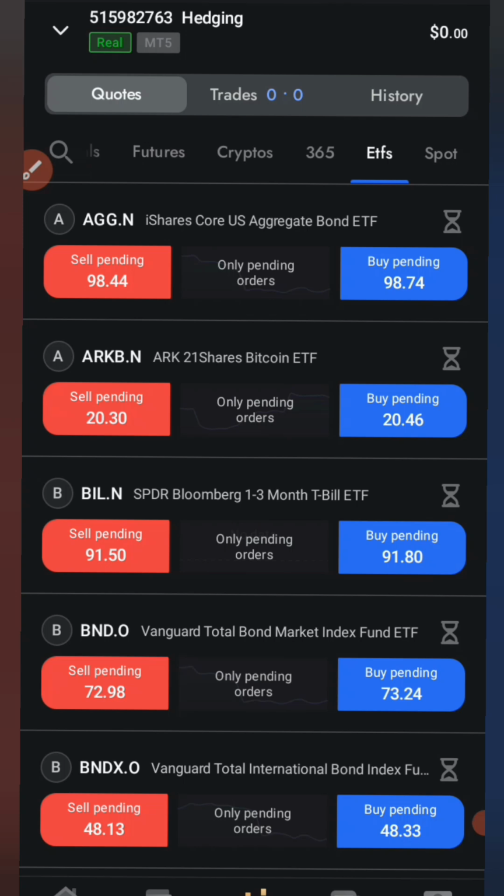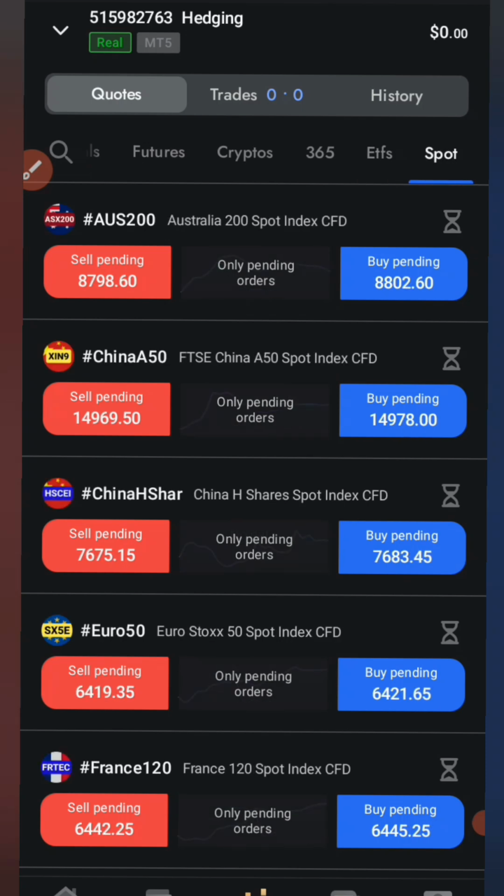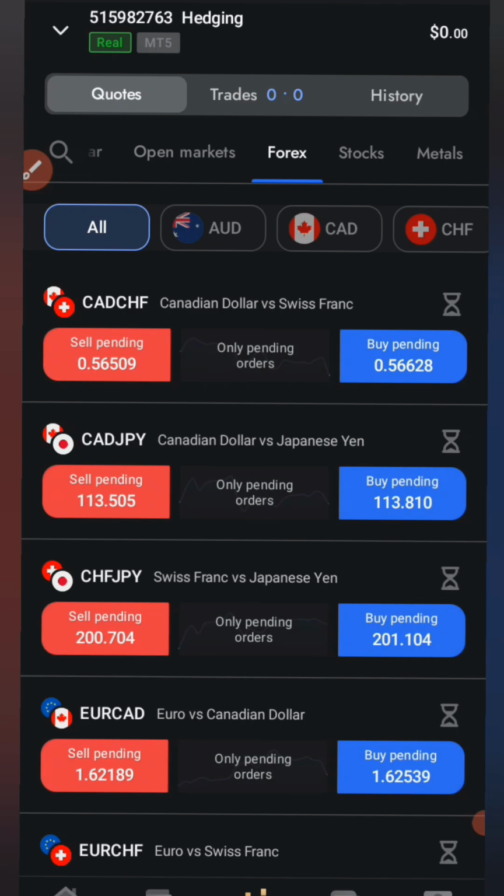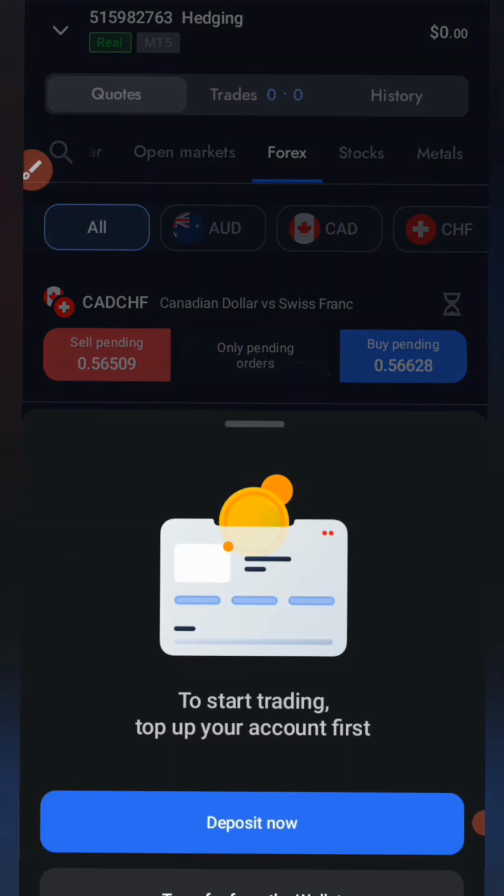You can also trade on ETFs. As you can see, these are ETFs that you can trade on. And right now it's pending because I'm shooting this video on the weekend. Remember, Forex trading, you can trade from Monday up to Friday. We have also spots. As you can see, this is Australian 200 spot. We have FTSE China. We have China H shares, Euro Stocks 50 spot index, and more so. So those are assets that you can trade upon.